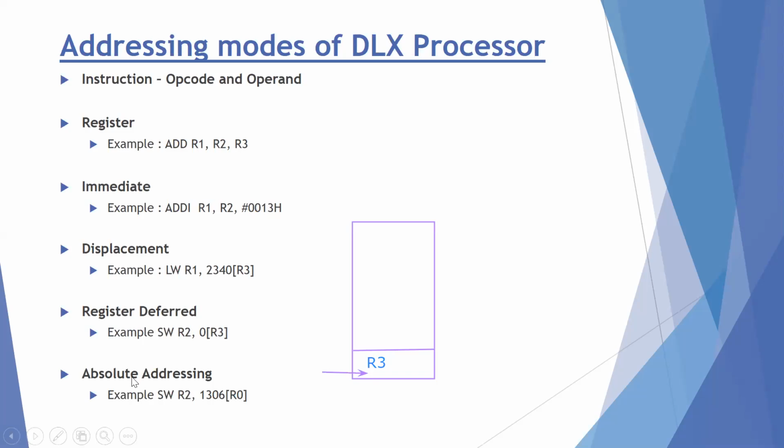Okay. The last one is the absolute addressing. Again, absolute addressing is also a variation of the base displacement addressing mode. Anyone who can identify what is the difference now? Anyone who can identify the difference? It is in respect to the R0 register. Does R0 have some specification? Was R0 some special register?